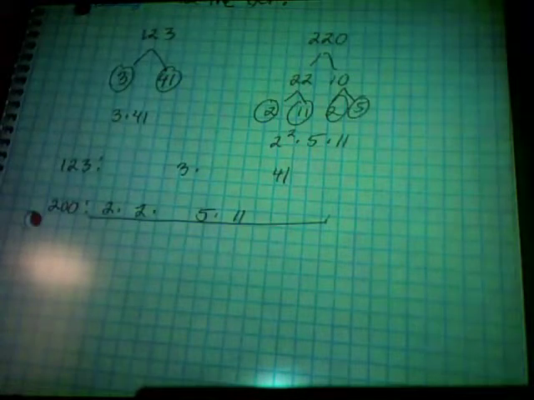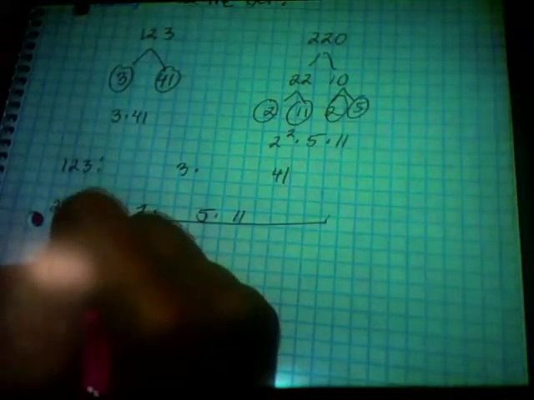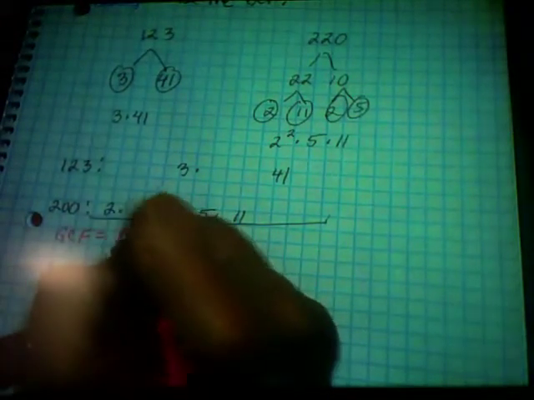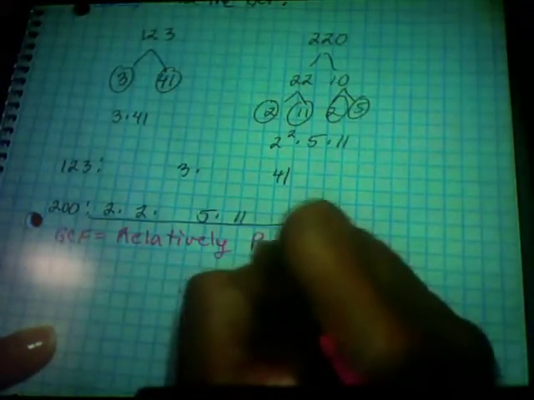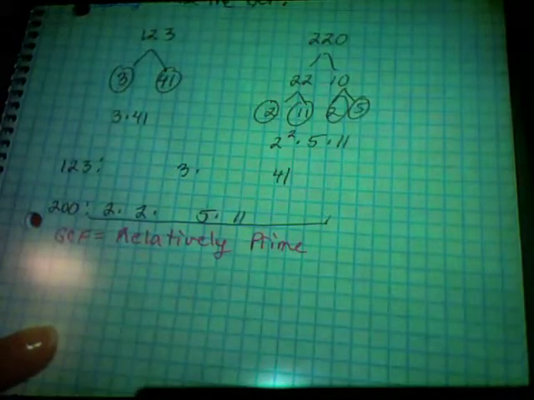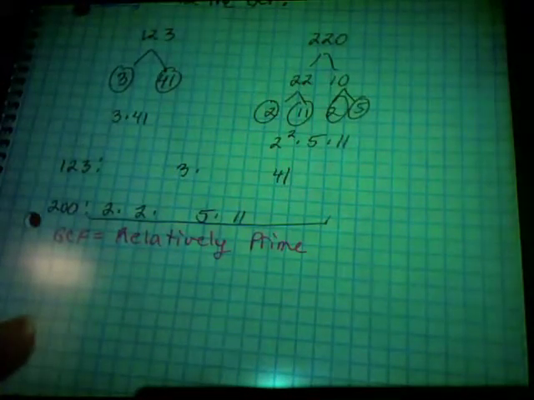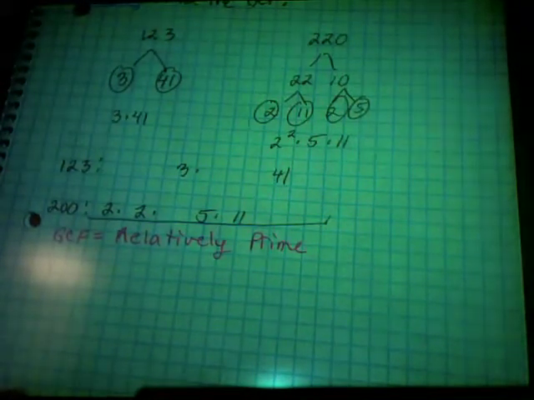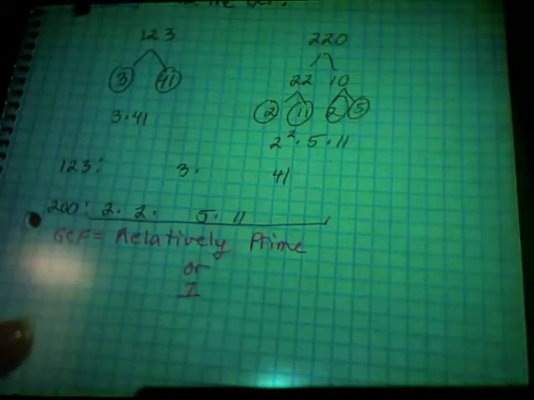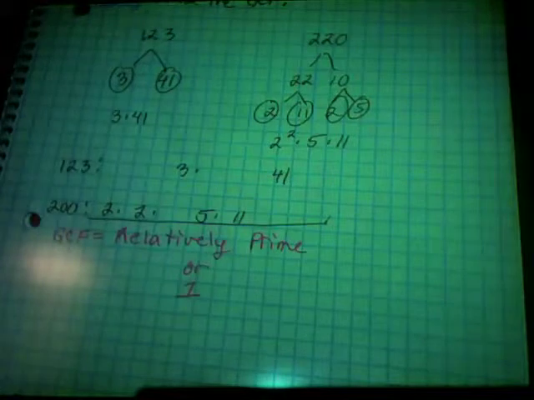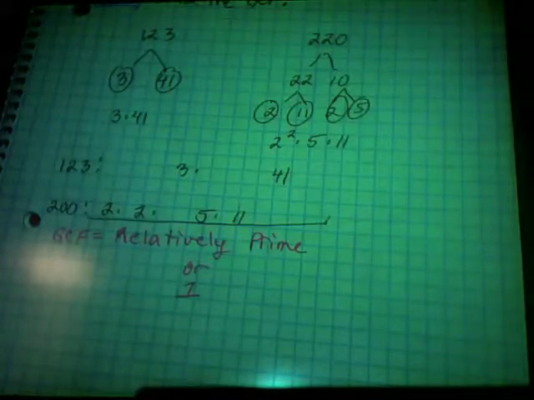So here's what you're going to say for this one. The GCF is equal to, you can either say relatively prime, and you need to know what the phrase relatively prime means. Relatively prime means that they don't have any primes in common other than 1. Or I will allow you to say 1. Either one of those two answers is acceptable, but you do have to understand what relatively prime means. It means that the two numbers' only common factor is 1.